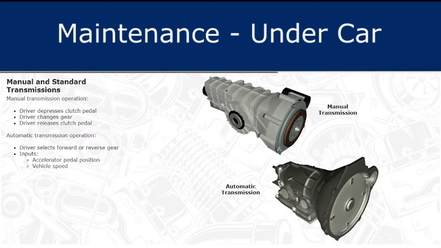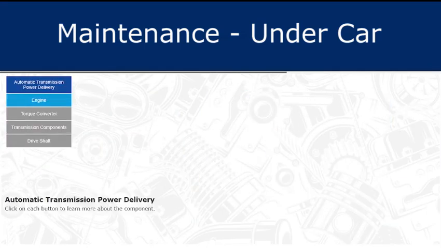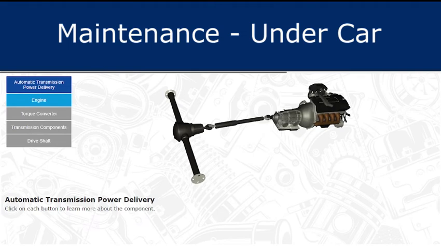In a vehicle with an automatic transmission, the driver only has to select the forward or reverse gear position. Automatic transmissions use inputs such as accelerator pedal position and vehicle speed to select the appropriate gear. In a vehicle with an automatic transmission, 4 major components are used to deliver power from the engine to the wheels. Select each button to learn more. When finished, select Next to continue.